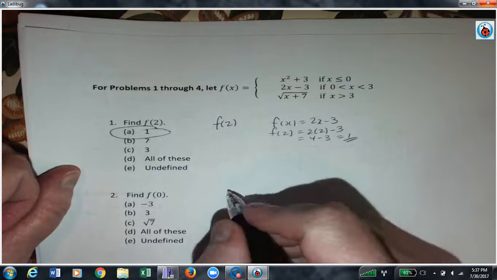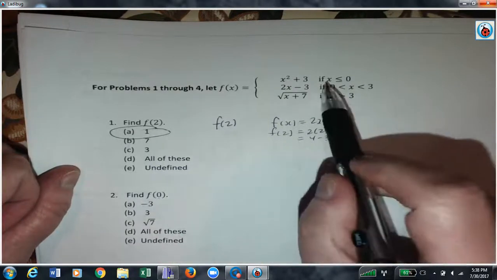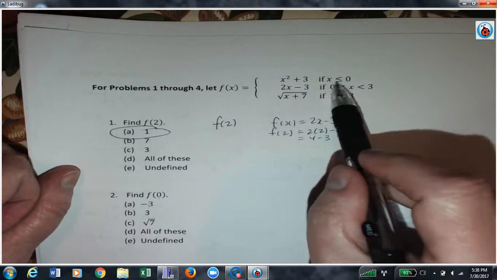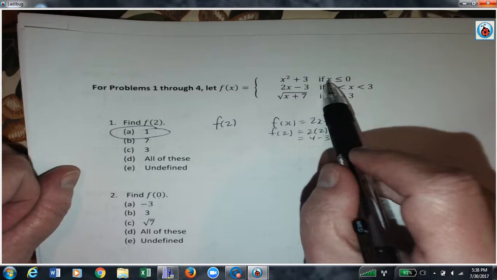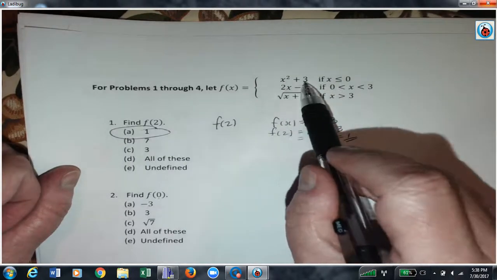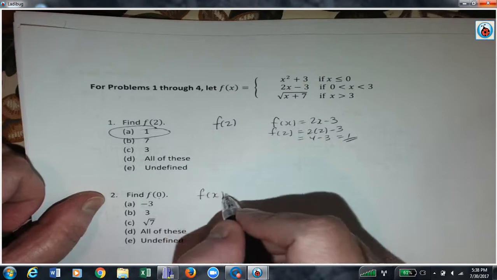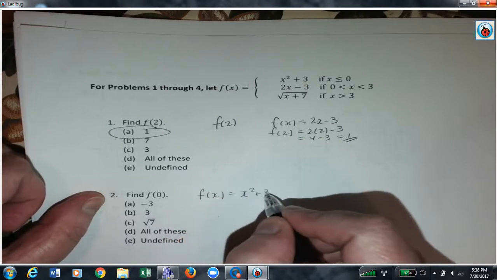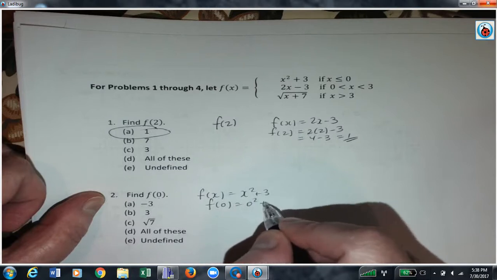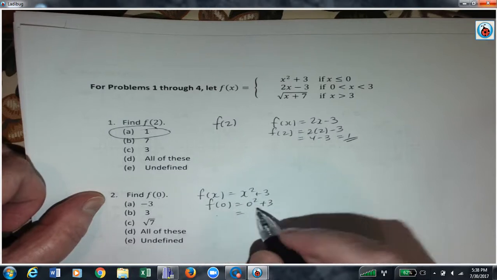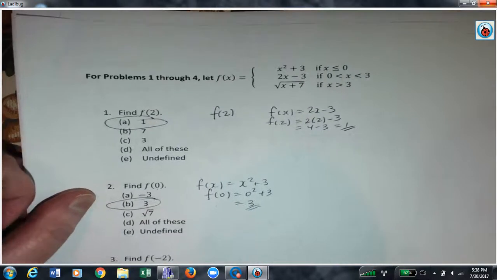Next we need to find f of 0. Well, if x is equal to 0, then this is the case that we're in. Here x is less than or equal to 0. If that's the case, that's the formula we use. So if x is equal to 0, the formula that we use is this. And that's going to be 0 plus 3, which is just 3. And so the answer is B.